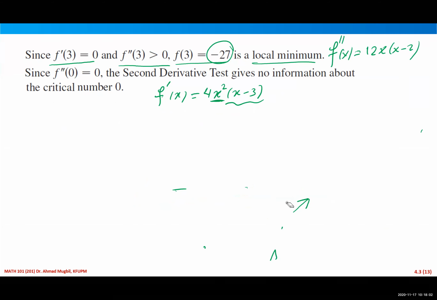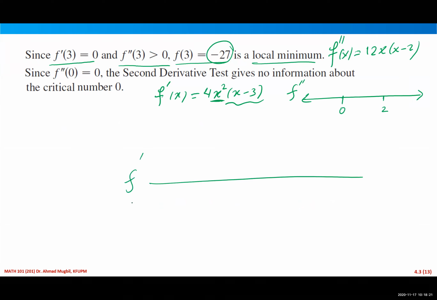Now let's do the table of signs for the second derivative. What are the zeros here? 0 and 2. Sometimes it is also useful to include the critical numbers. You can have both the second derivative and the first derivative on the same table, but you have to consider all the zeros of both of them.